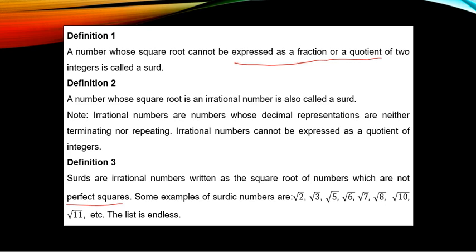If you look at all of them, they point to the fact that a surd is formed from an irrational number. The first one, you cannot express it as a fraction or quotient of two integers. The second one, you cannot get the square root of an irrational number. The third one, an irrational number is written as a square root of numbers which are not perfect squares. So surds are basically formed from irrational numbers. Okay.